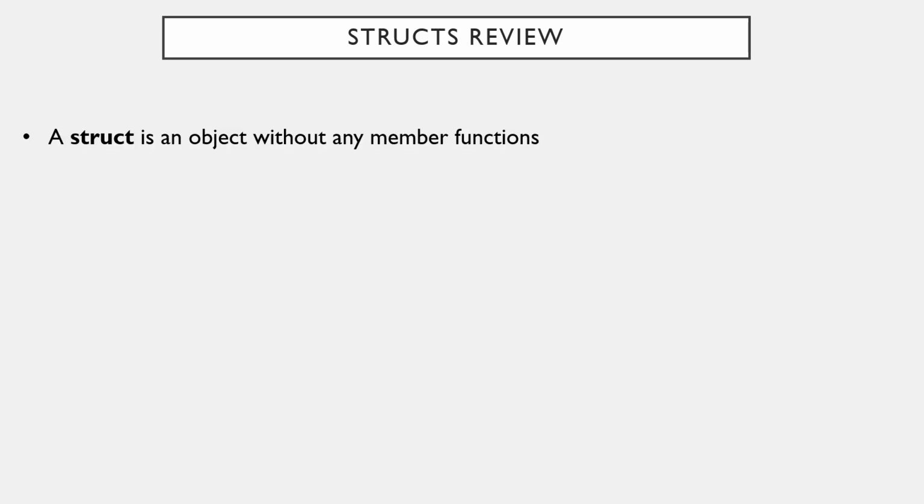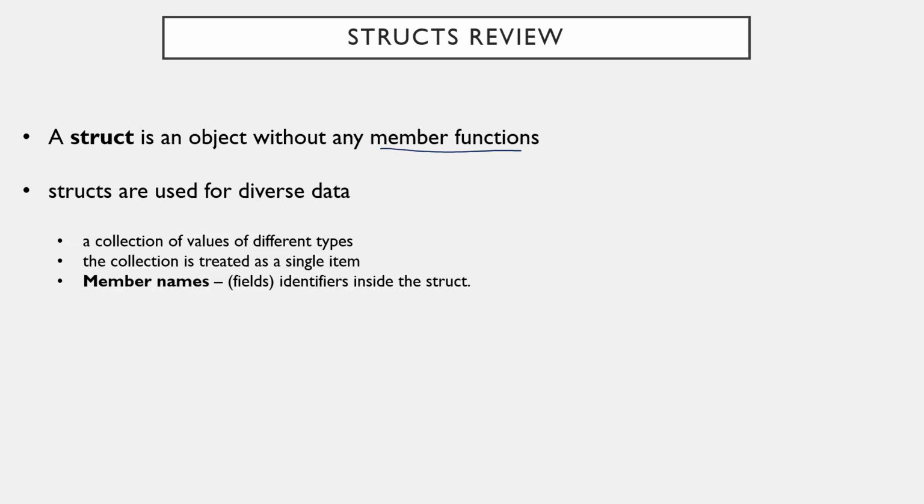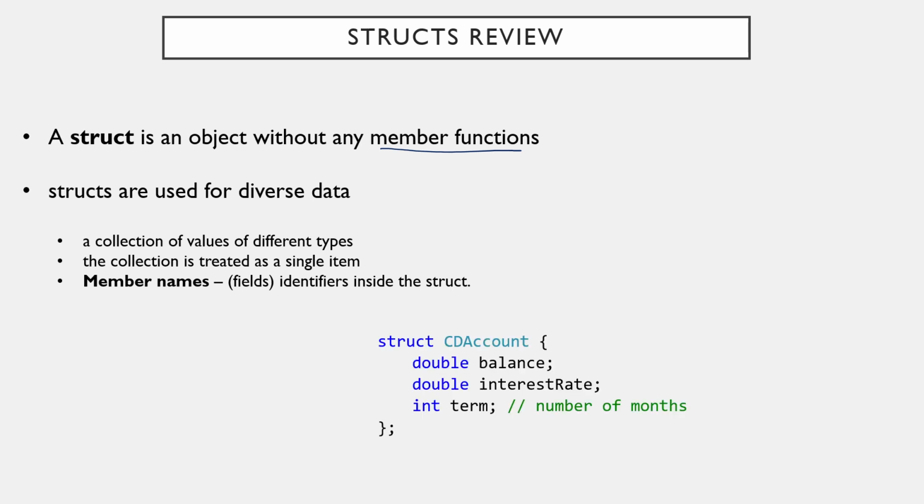Structures are objects where you can put diverse data into one struct, but you don't add member functions. You just have a collection of different types of data, all inside the struct, with an opening curly brace, a closing curly brace, and a semicolon at the end. The difference between a struct and a class is that with structs you don't add functions. You just create a collection of different types of data and then treat that as one single item. And then you can declare objects.